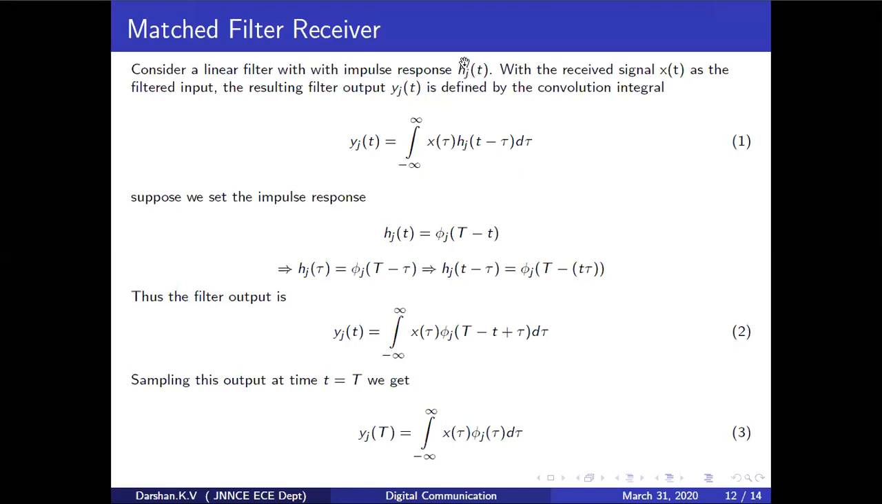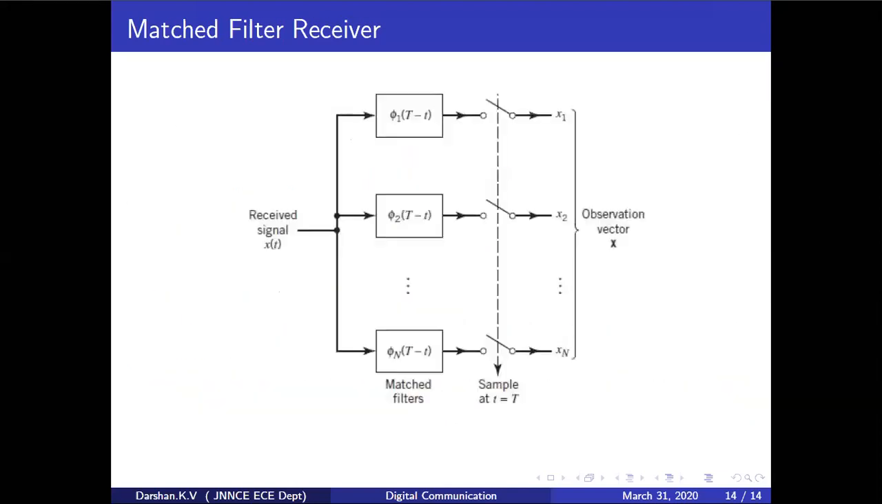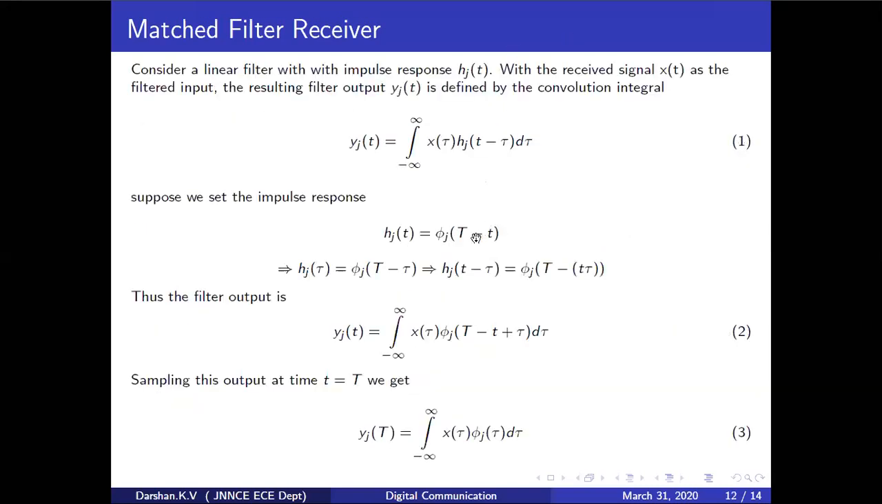So let us consider the impulse response of the filter hj of t. Let us make an arrangement such that hj of t is equal to phi j. What is phi j? All of you know, they are the basis functions. So it is made equal to phi j of capital T minus t. This is what we are going to do. This is what we have shown in the block diagram as the filter. Each filter impulse response is written as phi 1 of T minus t, phi 2 of T minus t, phi n of T minus t. Yes, that has been shown over here.